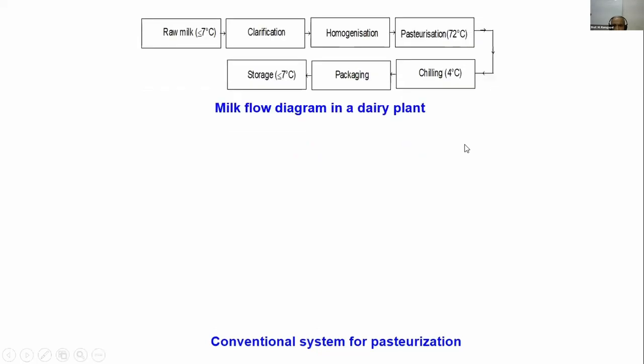So coming back, this is a general carbon dioxide based transcritical system. Now if you come back to the systems for simultaneous cooling and heating of milk, this is a typical milk flow in a dairy plant. Normally the raw milk, which is at around 4 degrees or so, is first clarified, then homogenized, then pasteurized as I told you at around 72 degrees in a continuous process, then chilled to 4 degrees. Then it is packaged and then stored.